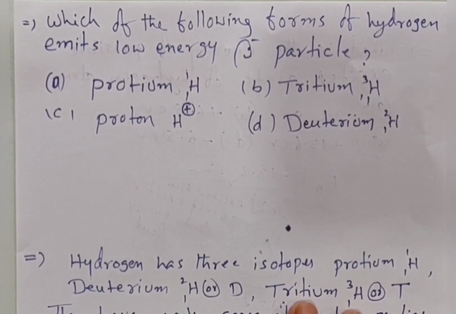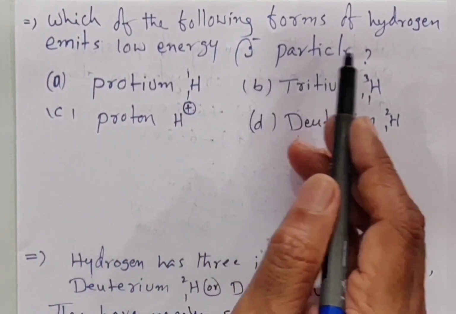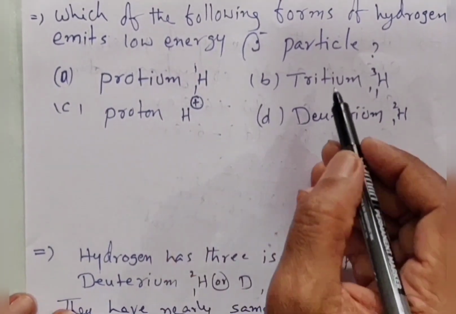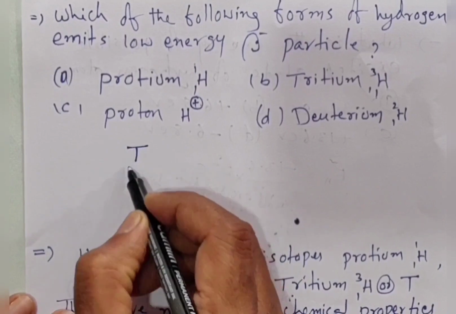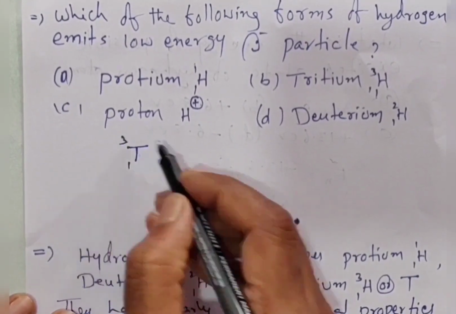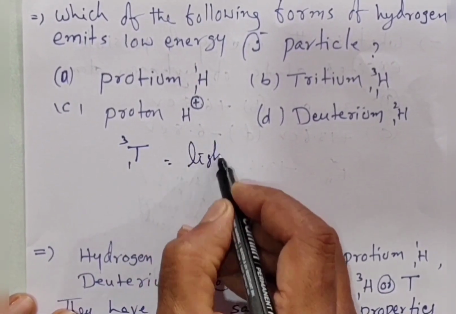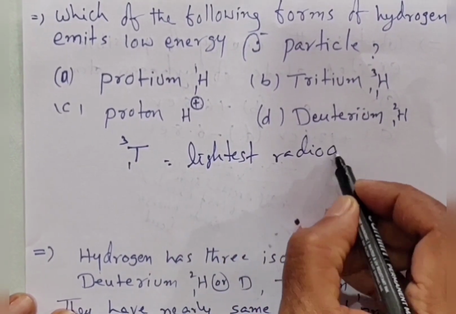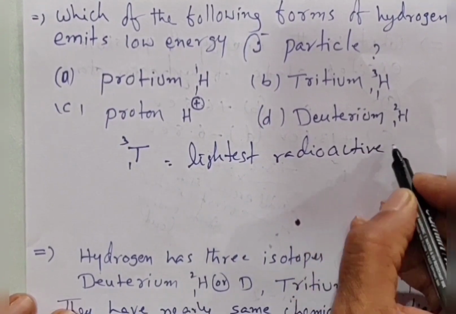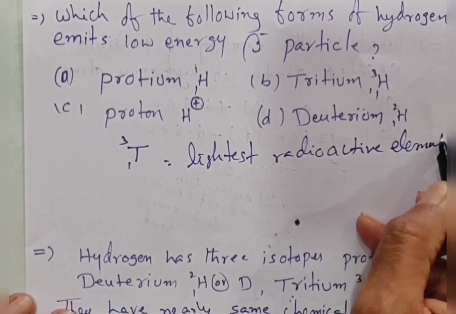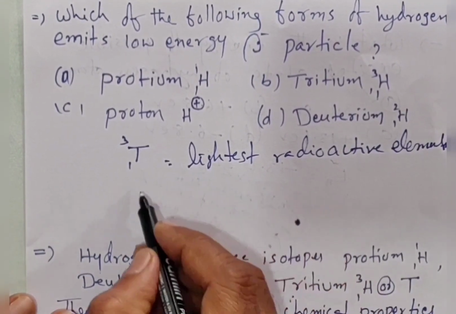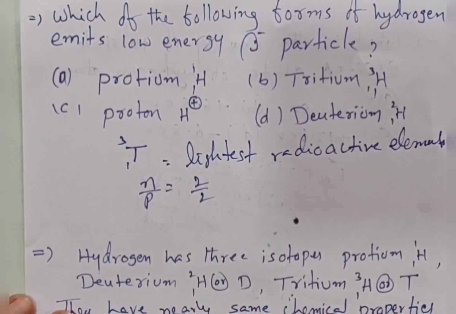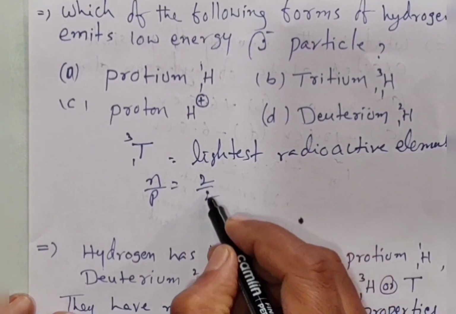The first one: which of the following forms of hydrogen emits low energy beta particles? In that, tritium is the lightest radioactive element. It has an N by P ratio of 2 by 1, and that's why it exhibits radioactivity.